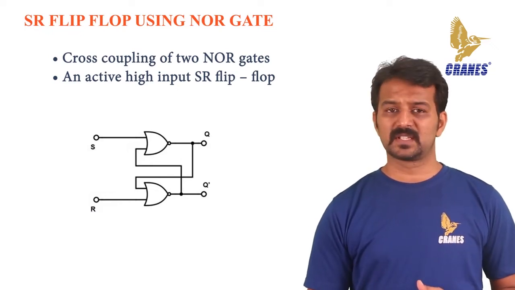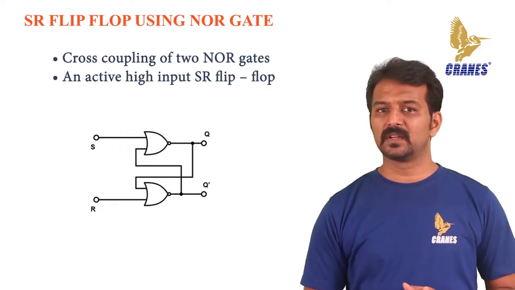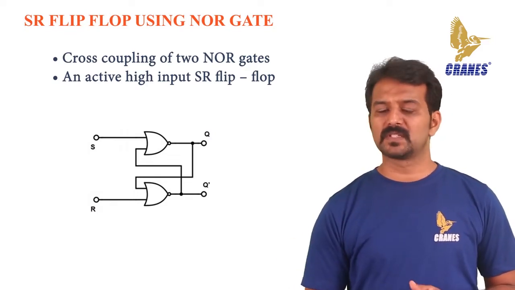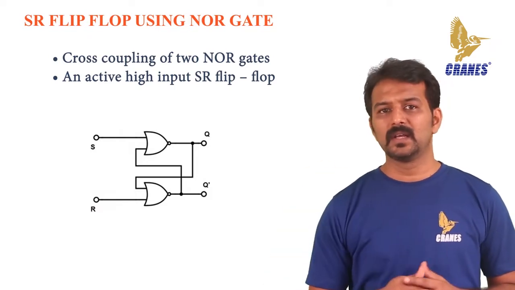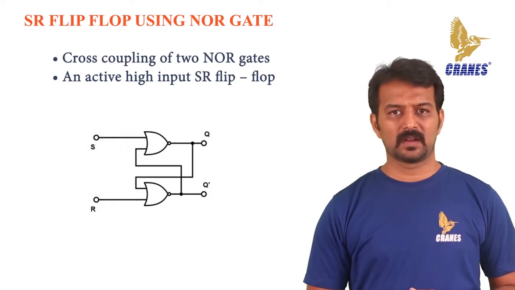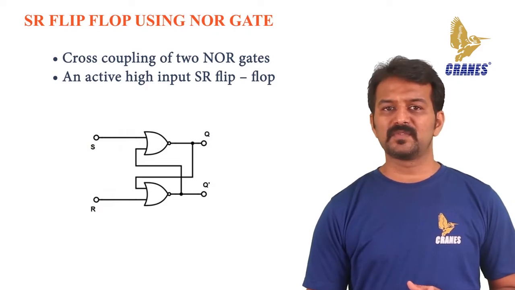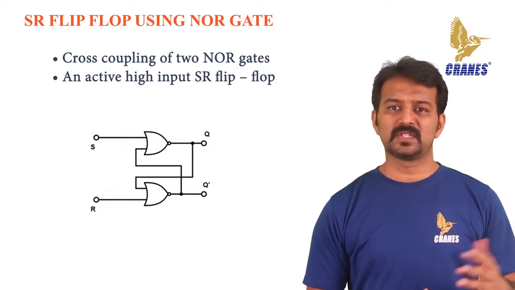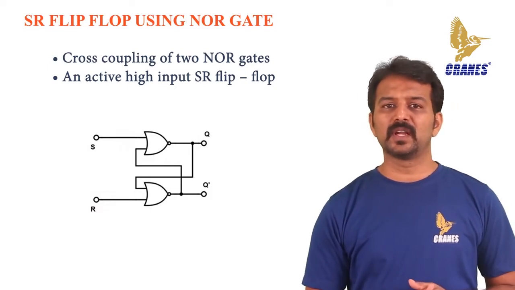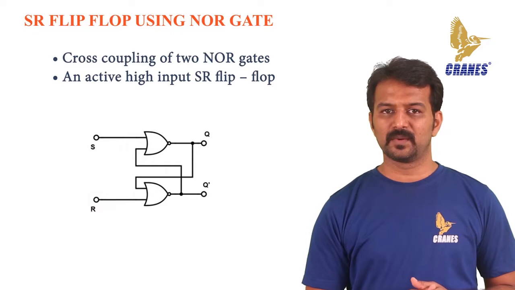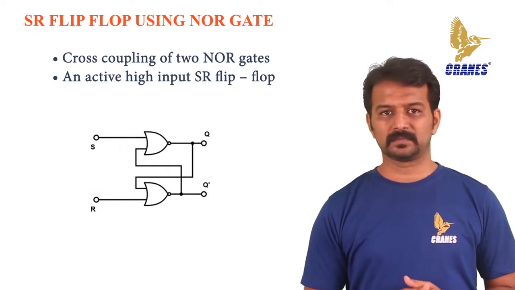So let's look at the first case. When both set and reset inputs are low, then the output remains in the previous state. That is, it holds the previous data. Next case, when the set input is low and the reset input is high, then the flip-flop will be in reset state, because the high input of the NOR gate with R input drives the other NOR gate with 0, as its output is 0. So both the inputs of the NOR gate with S input are 0. This will cause the output of the flip-flop to settle in the reset state.